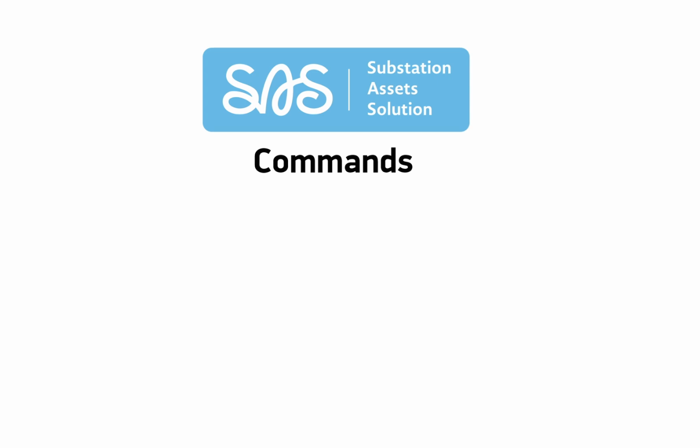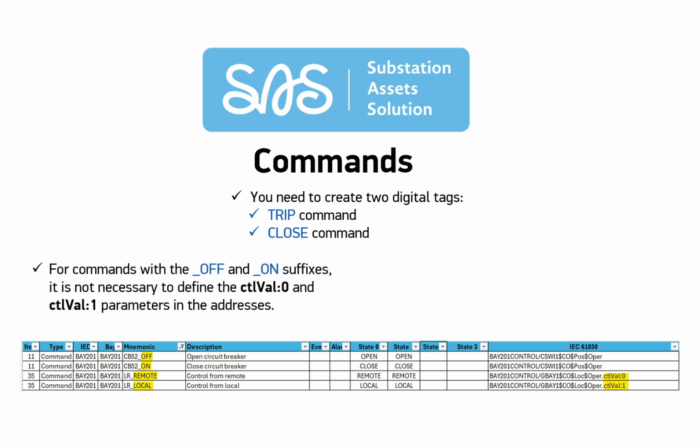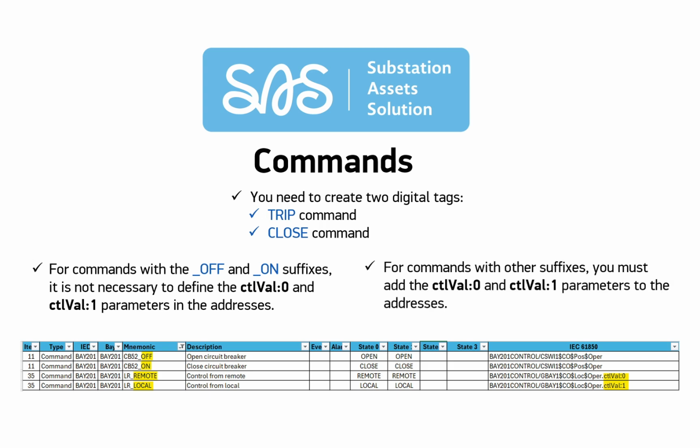For commands, note that you need to create 2 digital tags and define the trip command for one and the close command for the other. Also, for commands with the off and on suffixes, it isn't necessary to define control values in the addresses. However, for the other commands, they must be added.